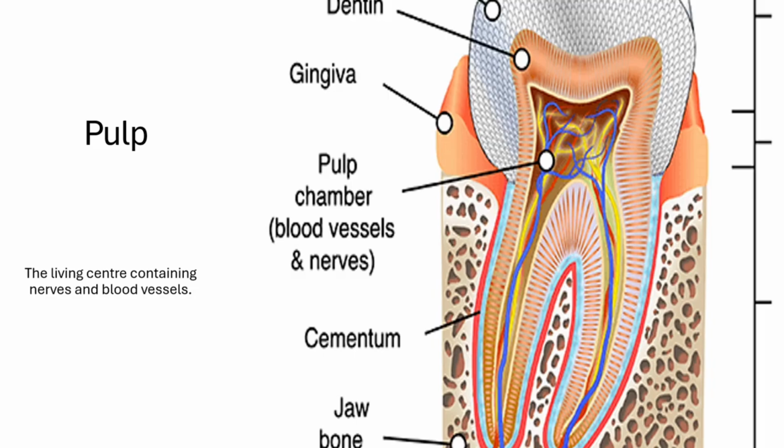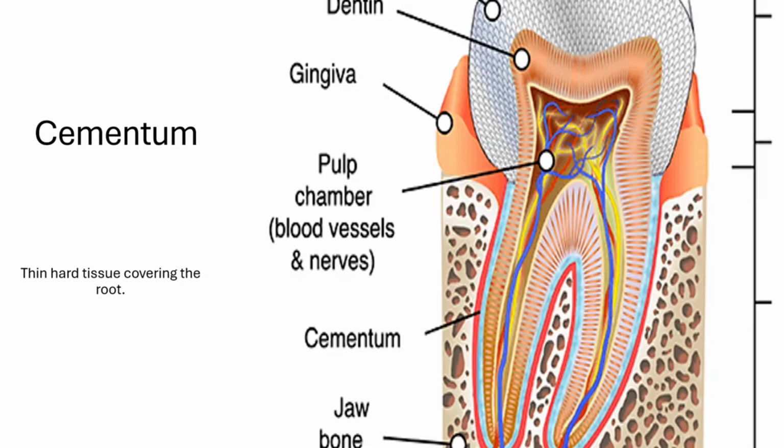Now let us look at the outer surface of the root. The root is covered by a thin hard tissue called cementum. Cementum is not the same as enamel. Enamel covers the crown, while cementum covers the root. Cementum helps attach the tooth to the surrounding support system.